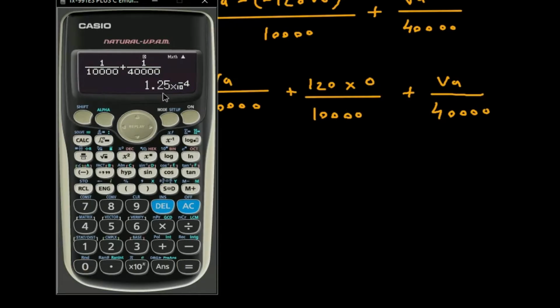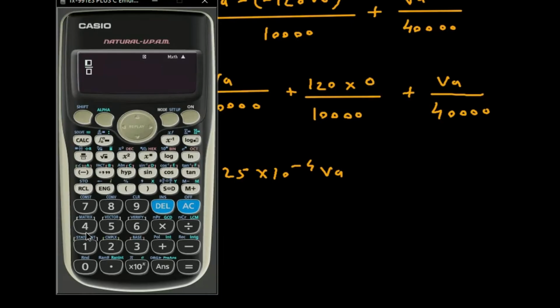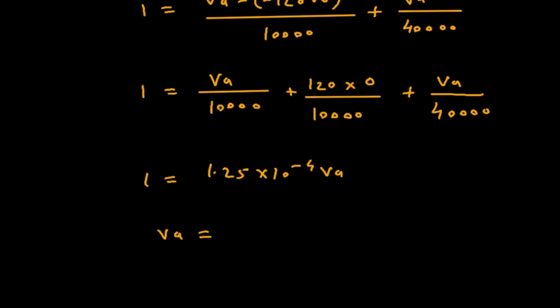So this is 1.25 into 10 raised to the power minus 4 VA. Therefore, VA is equal to 1 by answer. So it is 8,000. VA is equal to 8,000 volt.